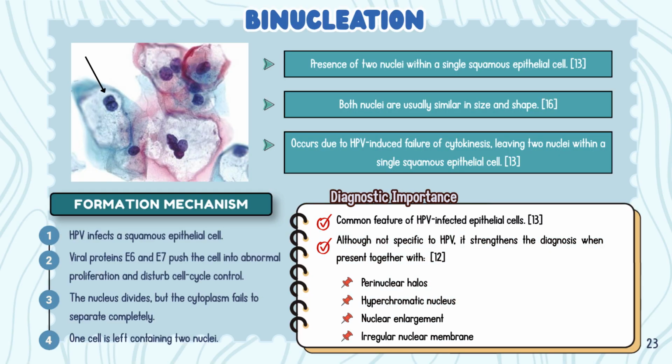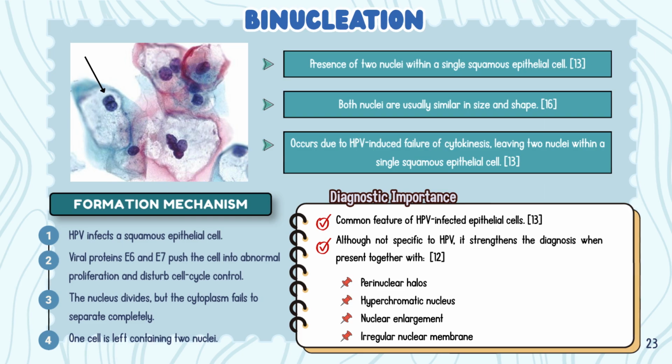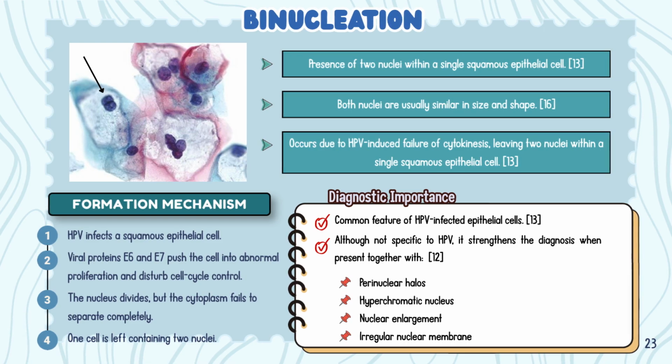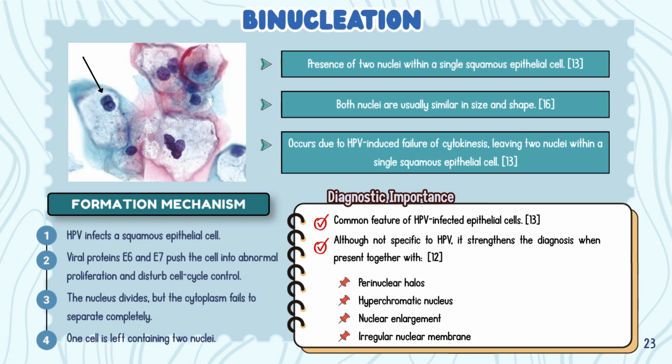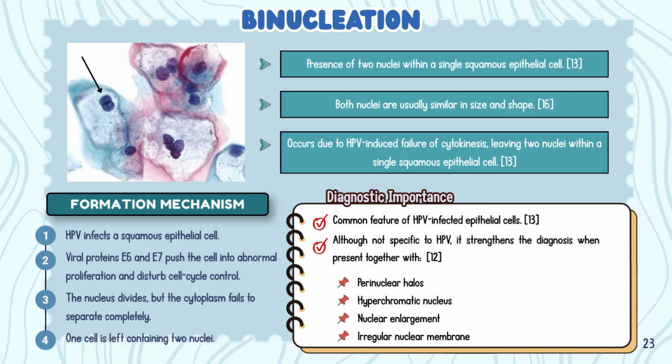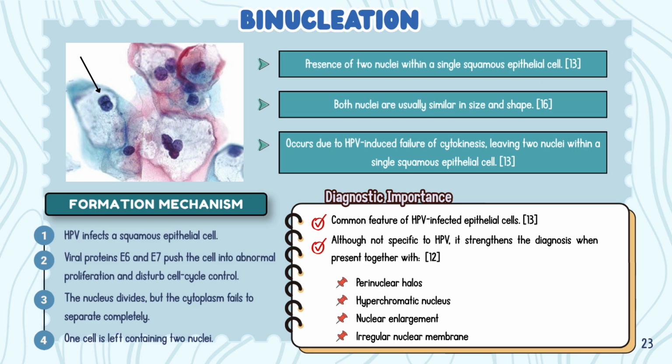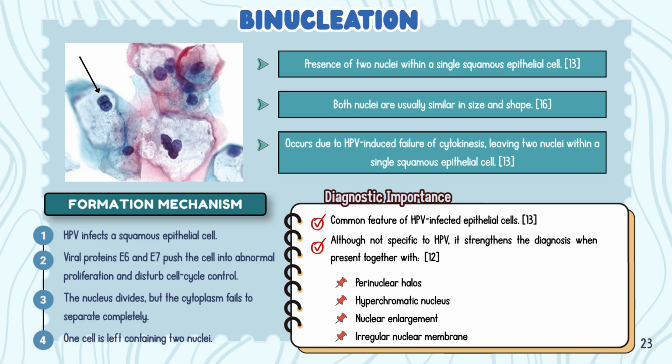The final characteristic is binucleation, which means a single squamous epithelial cell contains 2 nuclei, and these nuclei are usually similar in size and shape. This occurs because HPV disrupts the normal cell cycle. Although the nucleus divides normally, the cytoplasm fails to separate completely during cytokinesis, leaving one cell with 2 nuclei.